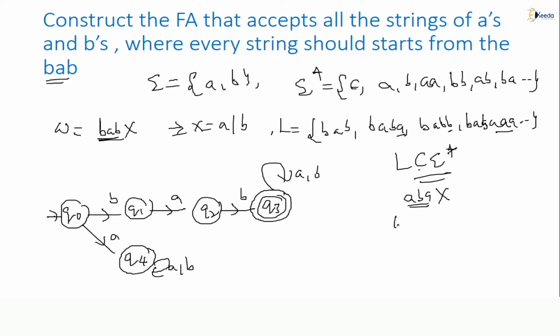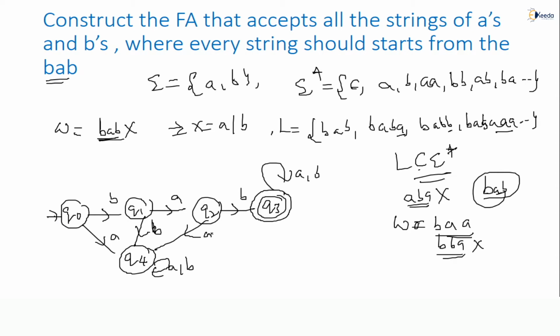So now I'm asking, B A, W equal to BA. If a second A comes, is it required to accept? No, it must start with BAB, nothing in the middle should come. So if BB comes, that must also be rejected. So Q1 on B should reject, Q2 on A should reject. Are you getting my point? Sorry, I need to make small changes here.